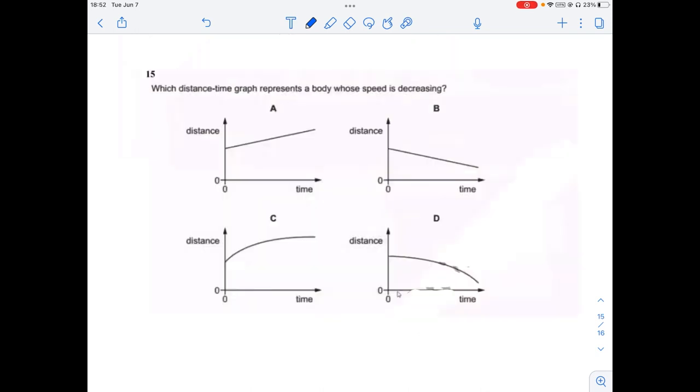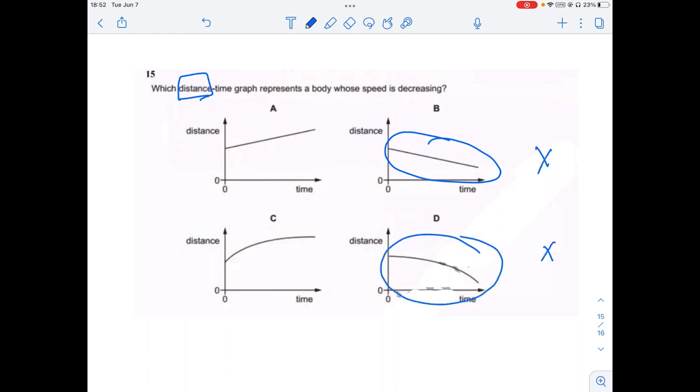Coming to the next question, question number 15. Which distance time graph, not displacement time graph, represents the body whose speed is decreasing? I stressed on distance time graph. A distance time graph can never go negative. So option B and D are wrong. If it were a displacement time graph, it could go downwards. But it is a distance time graph, so it cannot go downwards. It is always going upwards. Therefore option B and D are wrong.